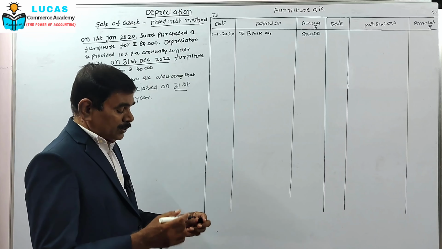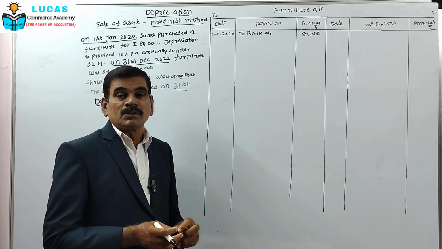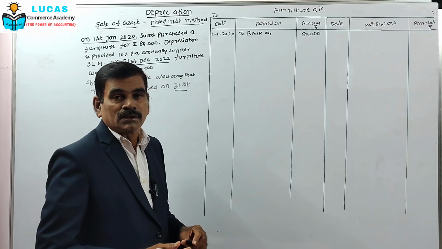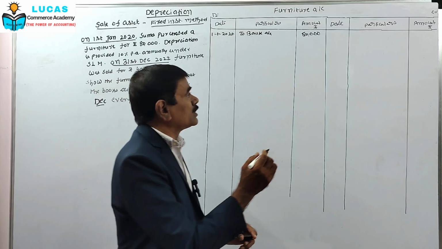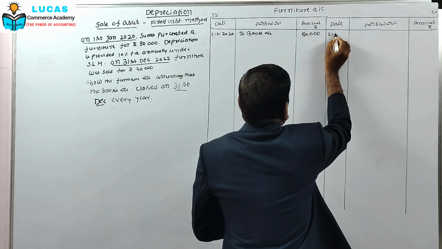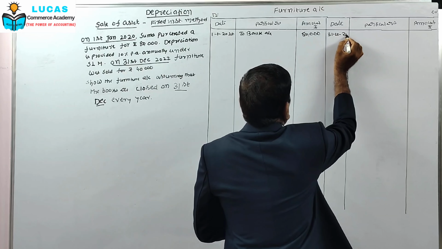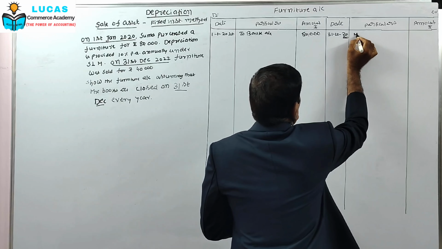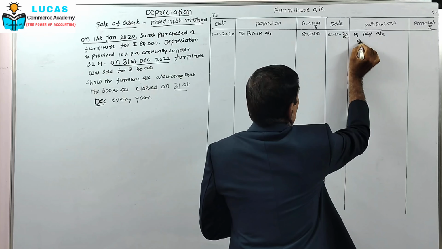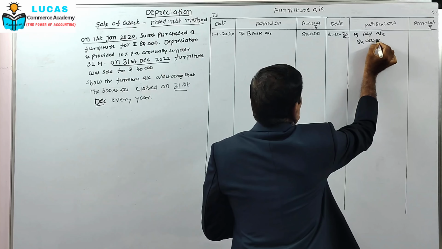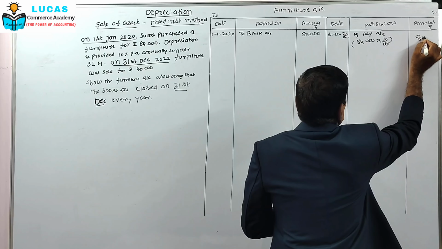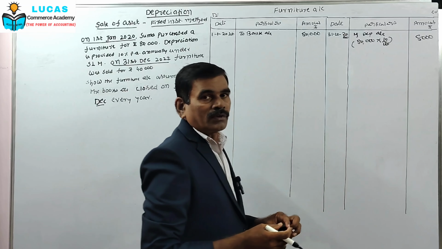31st/12/2020. Okay, good. So that means we are going to provide depreciation on 31st December 2020. So the entry for this is depreciation account debtor to furniture account. In furniture account credit side, 31/12/2020 by depreciation account. So we are following fixed installment method. 80,000 into 10 by 100, 8,000. Okay, so this is the depreciation for first year.